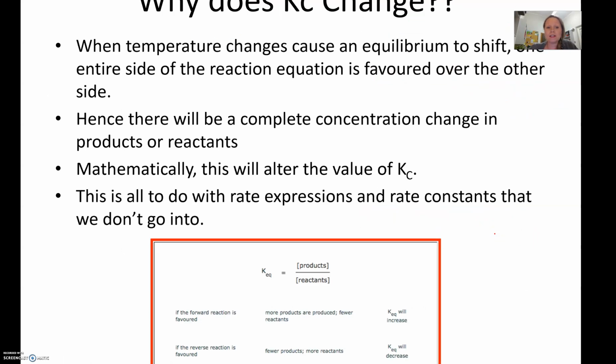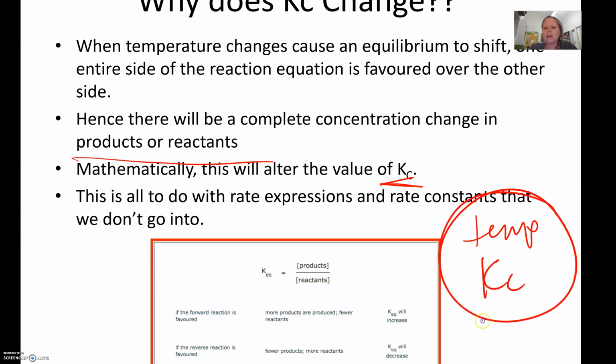So why does Kc change when temperature changes? It causes one whole reaction to be favoured over the other, and as we're favouring one over the other, then you'll get a massive disproportion of products over reactants, and mathematically that changes Kc. There's actually a lot to this, and it involves rate constants that we don't go into, so all you need to remember right now is temp is the only thing that can change Kc.